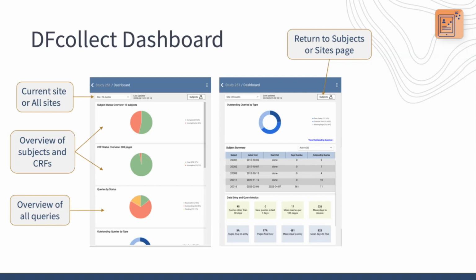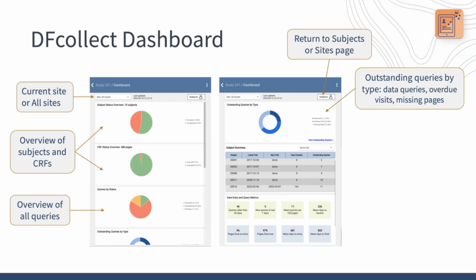As you can see there on the left-hand side, on the pie charts, you are able to see an overview of subjects and CRFs. So you will have an overview of the status of the subjects and the status of the CRFs. And also you will have the overview of all queries. On the right-hand side, you will see that there is a report for outstanding queries by type. They are categorized by data queries, missing pages, and overdue visits.